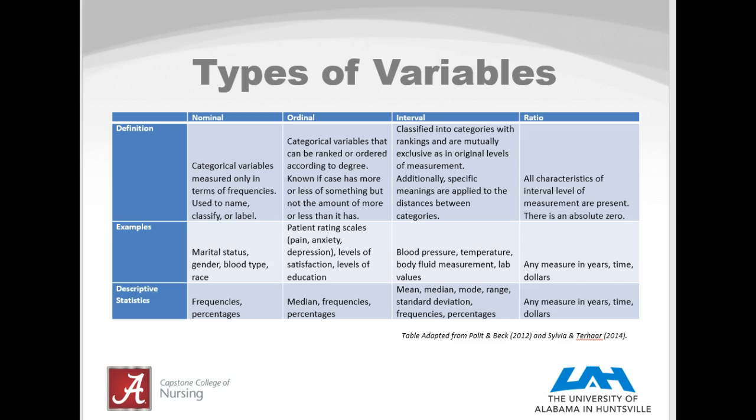I've also included a table for you. There should be a copy of this in your Module 1 area in the course, but this is just to help, again, keep these things straight in our head. Nominal, ordinal, interval, and ratio. This includes the definition, some examples of these types of variables, and what descriptive statistics might be used when you're working with these variables, okay?